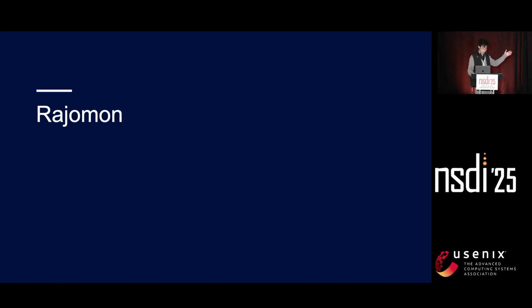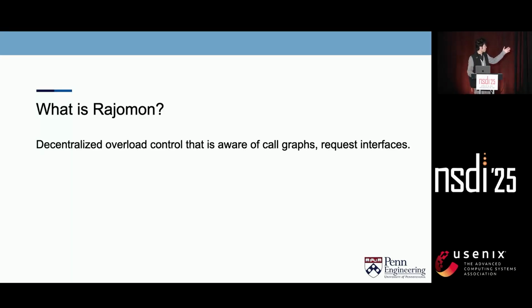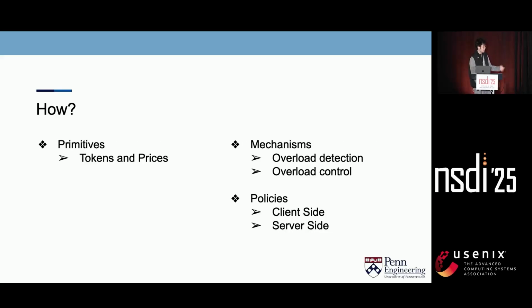So what is Rajomon? As we promised, it is a decentralized overload control that is aware of call graph dependencies and request interfaces. How do we do that? We're gonna use 2 building blocks, tokens and prices. Then we're gonna talk about the mechanism to detect and control overload and some tunable, flexible policies that you can play around with.